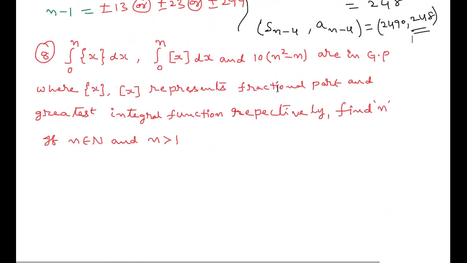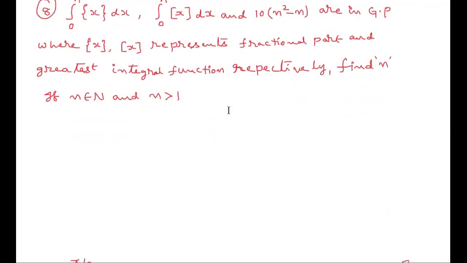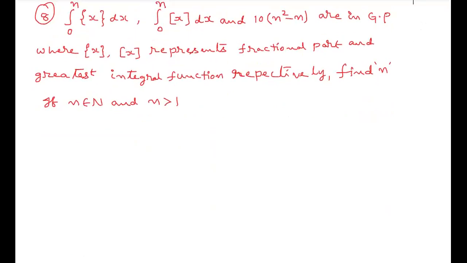This is also geometric progression related, and integrations are there. Greatest integer function is also there. So many options and conditions are there. Now first, calculate integration 0 to n floor x. What is the period of floor x? It is 1. So we can write n into integration 0 to 1 x dx. What is integration x dx?